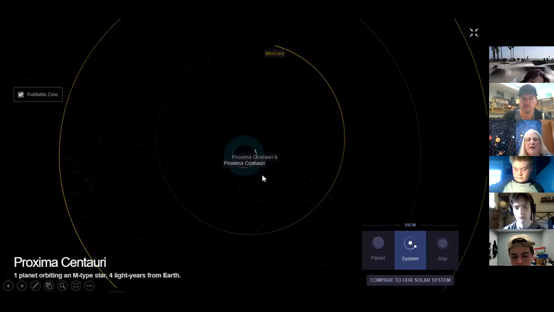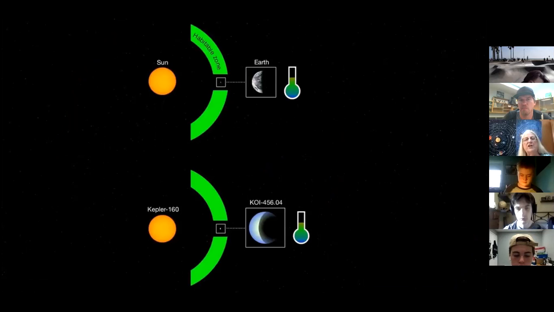And this planet orbits Proxima Centauri in 11 days. So very close to the star, but in that habitable zone. Meaning so close that it will be tidally locked. So you'll have one side hot and the darker side much cooler.